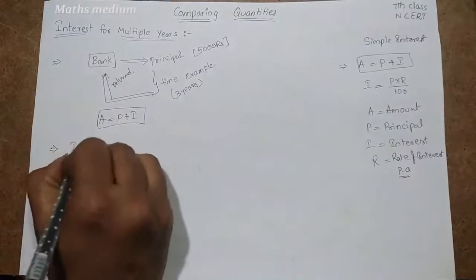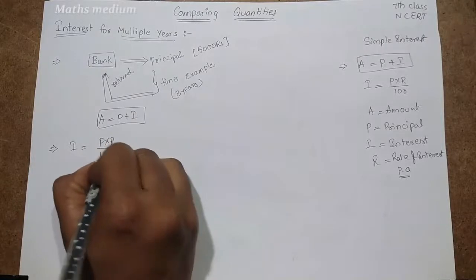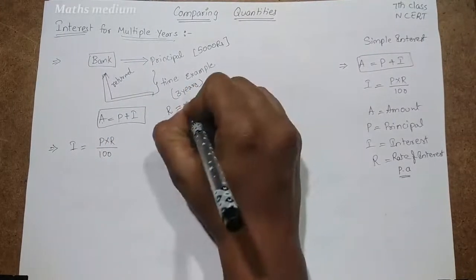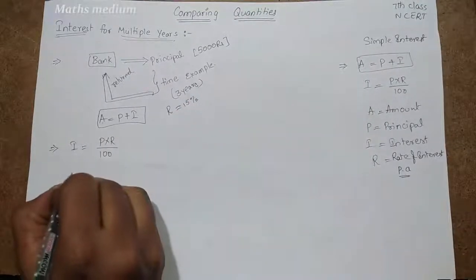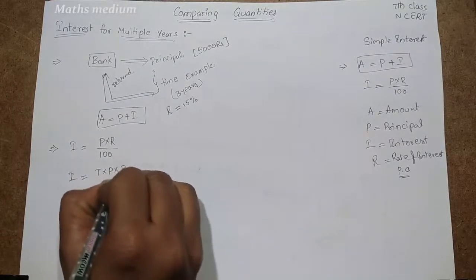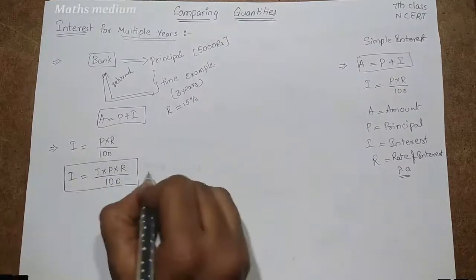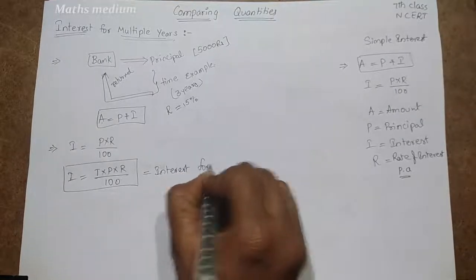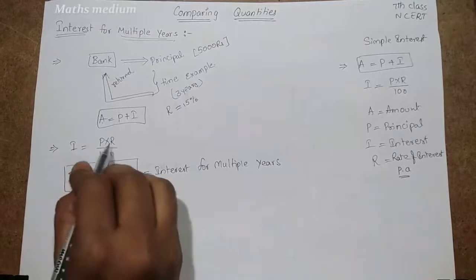See, interest is equal to P into R by 100. But here, let's take R as 15%. Okay. So, I is equal to T into P into R divided by 100. This is the formula for multiple years. It is interest for 1 year, I is equal to P into R by 100.